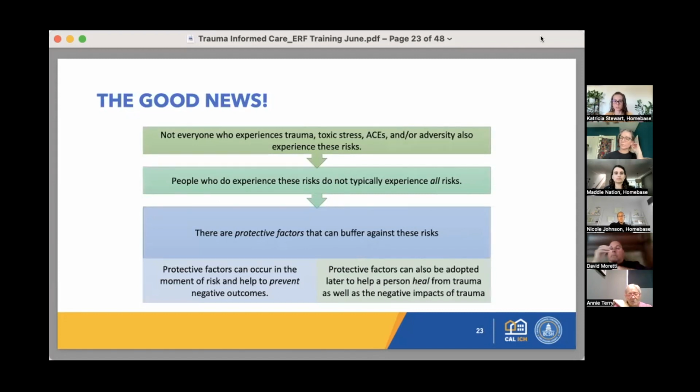And there are protective factors that can buffer against these risks. Protective factors can occur in the moment of risk and help to prevent negative outcomes. Protective factors can also be adopted later to help a person heal from trauma, as well as the negative impacts of trauma. So I know that I just painted a bleak picture of all of the impacts of trauma, but I do really want to highlight that it's not the be all end all for a person, and there are pathways to healing for people who have experienced trauma.